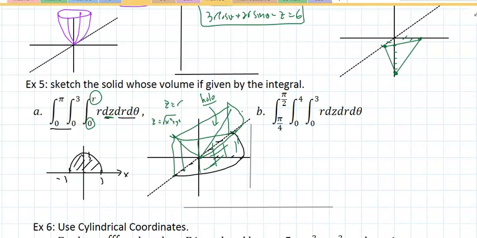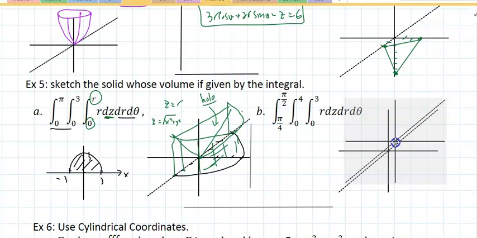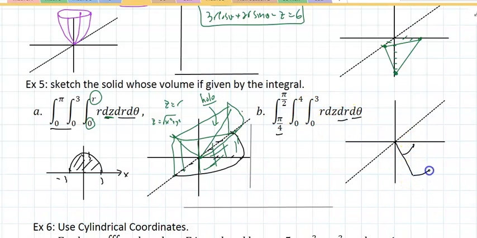How about this problem? What does that look like? Well, again, look at r and theta and see how that works. Well, theta runs from pi over 4 to pi over 2. Okay? r runs from 0 to 4. That's 4 units. And z runs from 0 to 3. So that's like a piece of pie.